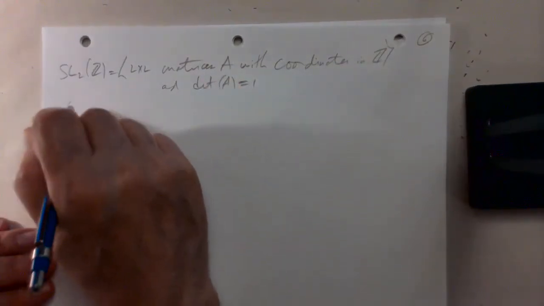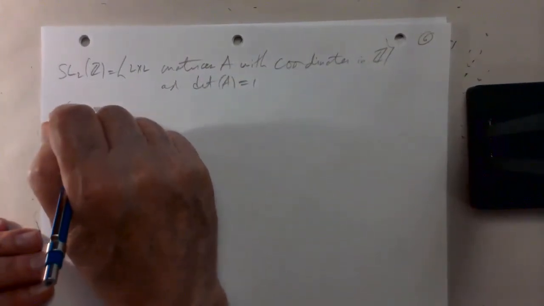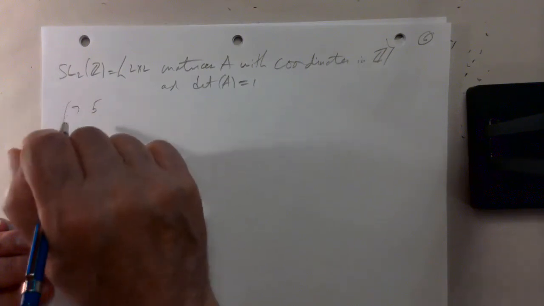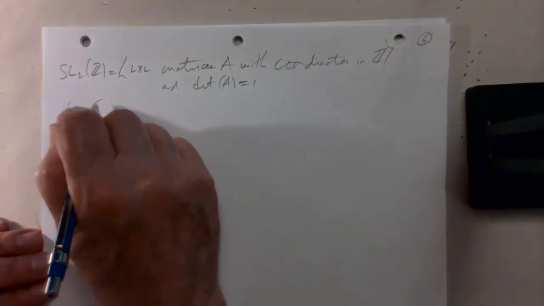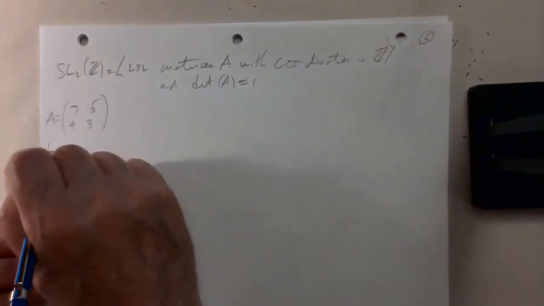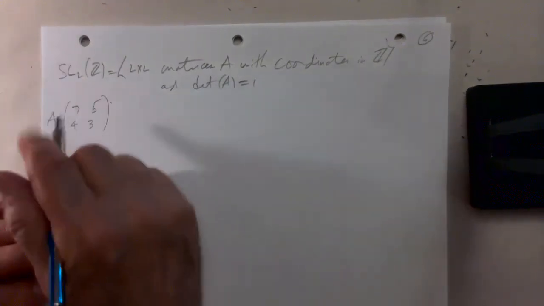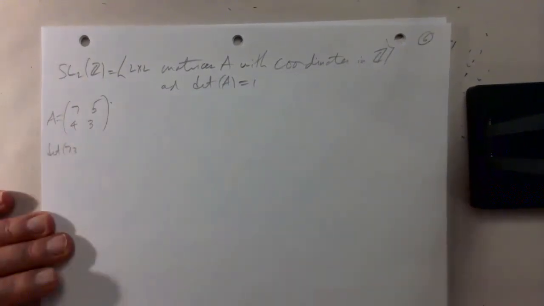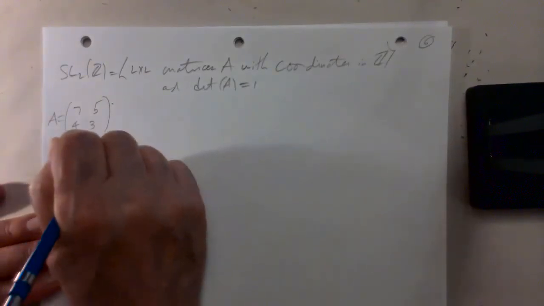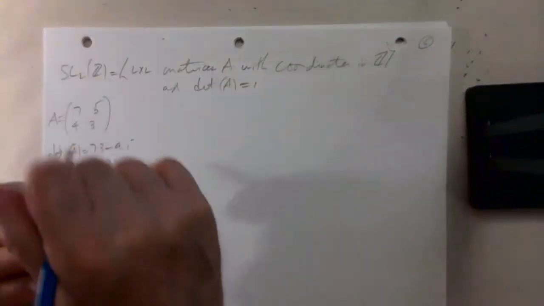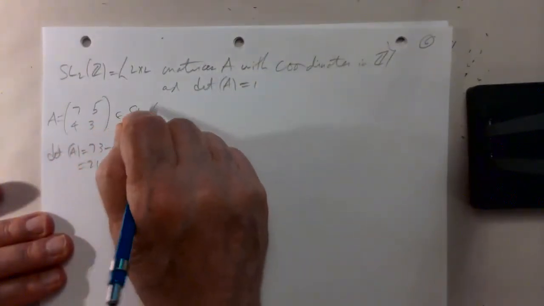So for example, the matrix 7, 5, 4, 3. The determinant of A is 7 times 3 minus 4 times 5. 21 minus 20 is 1. This is an element of SL2Z.